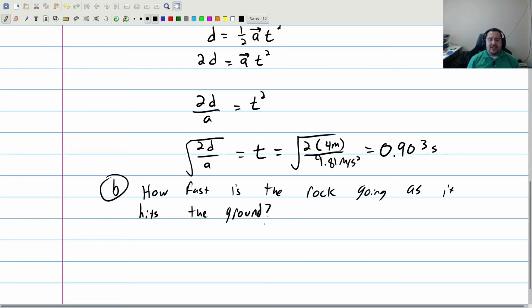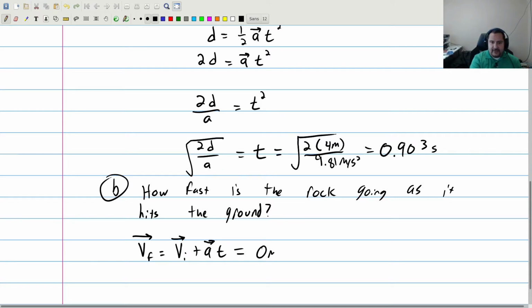Well, in order to calculate that, we can use two of the kinematic equations. Kinematic equation 4 would work here, but kinematic equation 2 is going to be a little bit easier. So, V final is equal to V initial plus A times T. Vector signs. And I'm going to solve for V final. Oh, it's already there. So all we need to do is plug in some numbers.